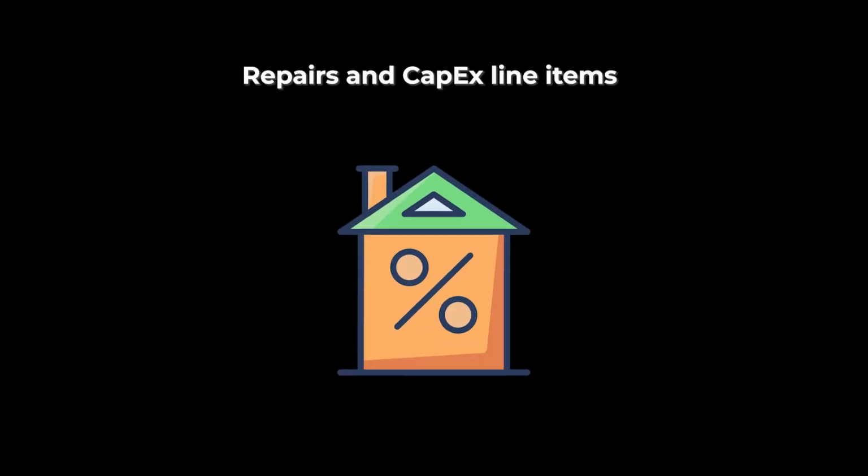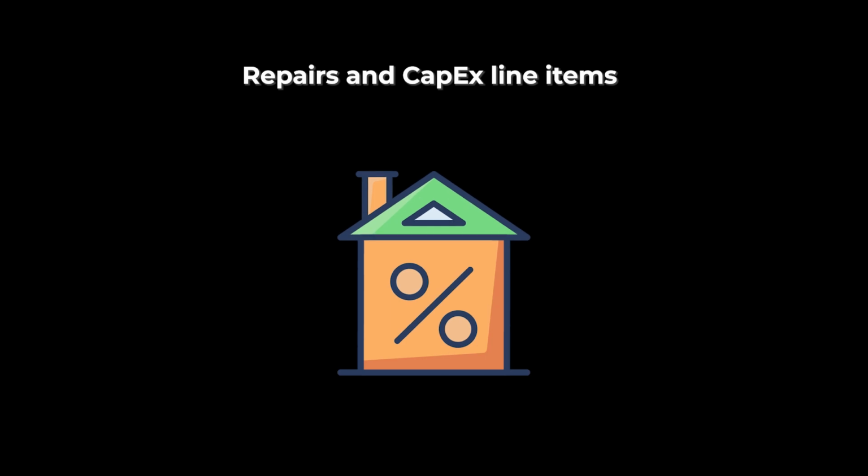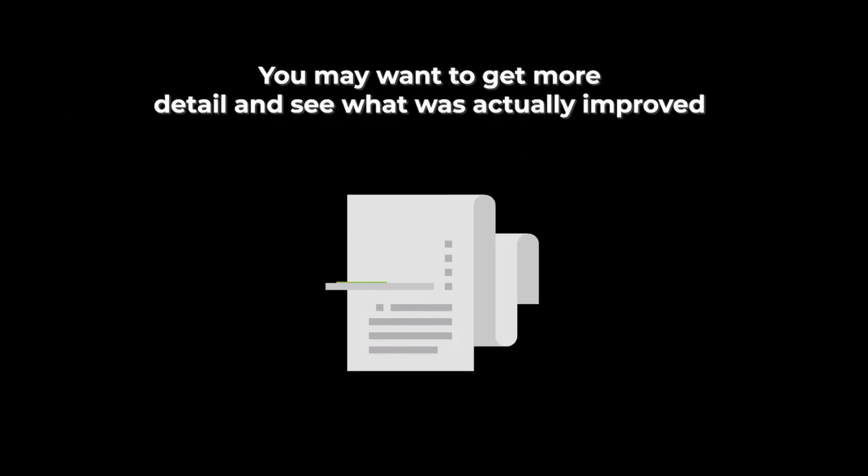And then number two, the other thing I see a lot is repairs and CapEx line items. Sometimes I've seen sellers offload repairs into CapEx, because, not to get too technical, CapEx technically is below the NOI. So to increase their net operating income, they will take some basic repairs and put them into capital expenditures. If you see the CapEx line items being really, really heavy for the last year or so, you may want to get more detail and see what was actually improved. Are those true CapEx items, or just basic repairs? And again, sort out your numbers based on what you believe to be the reality.